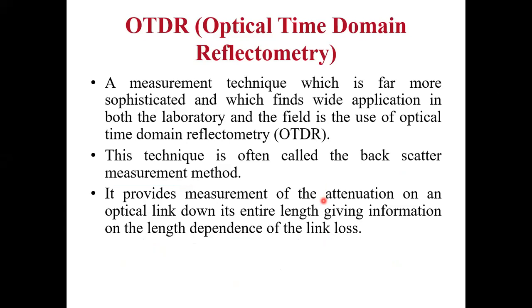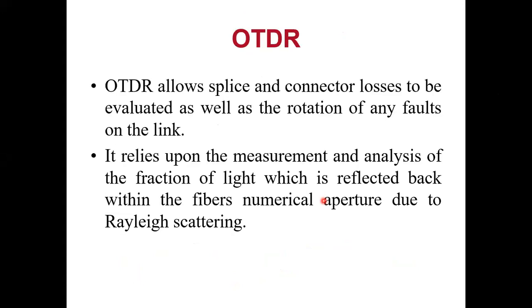So with this little bit of introduction, just see the second slide. The OTDR allows splice and connector loss to be evaluated, as well as the location of any fault on the link. It relies upon the measurement and analysis of the fraction of light which is reflected. The analysis is that the light delay I convert into length. This is reflected back within the fiber numerical aperture due to Rayleigh scattering. We have already studied what Rayleigh scattering is when we were studying scattering loss.